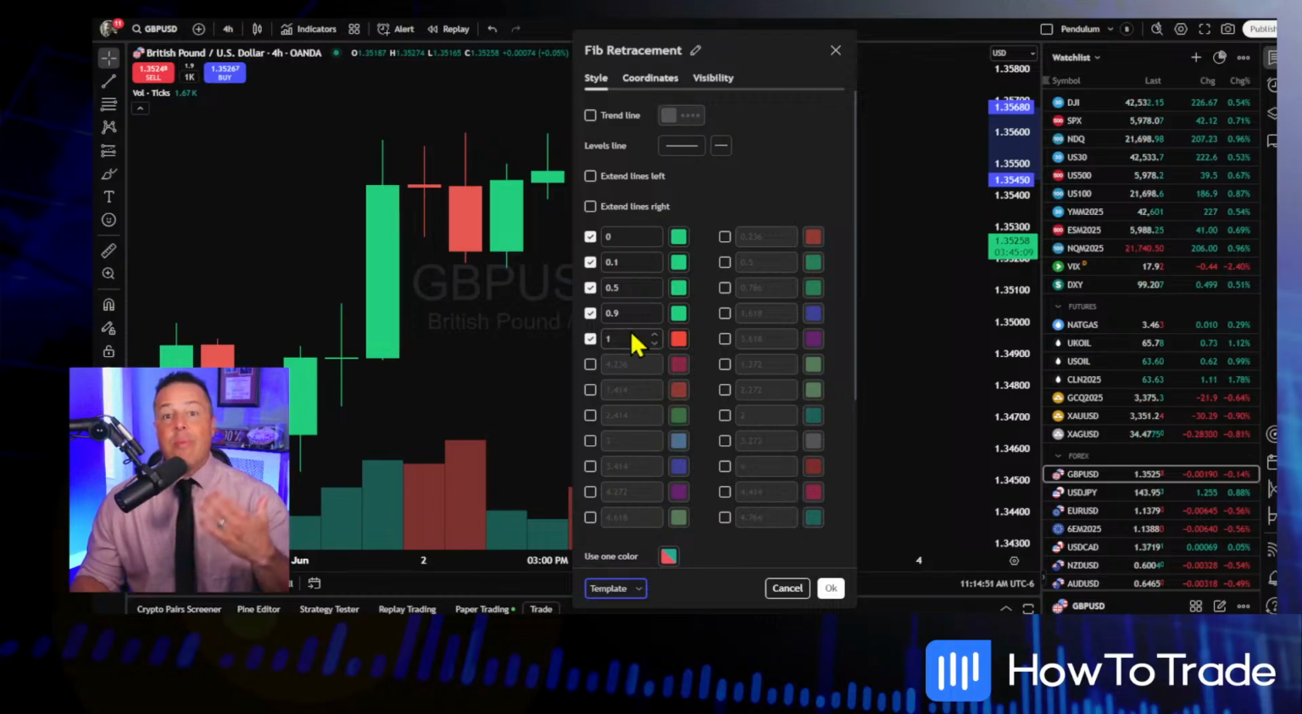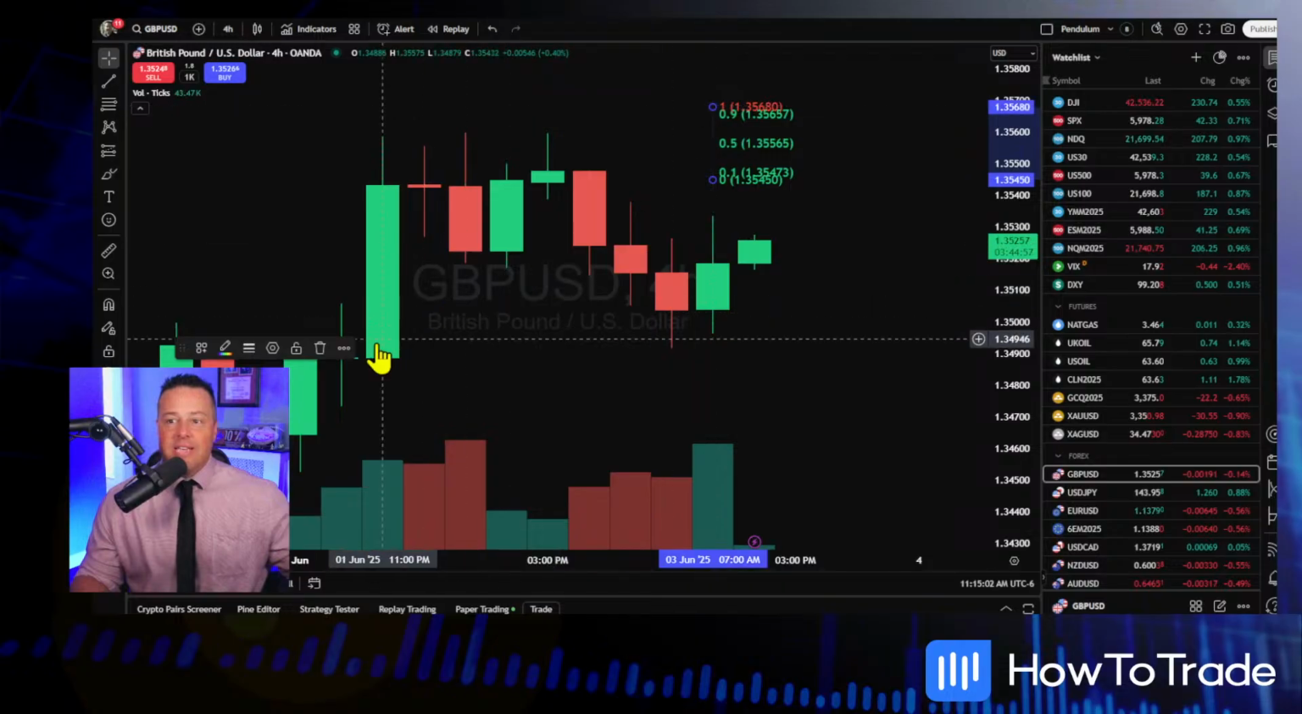Now, if we're looking at a buy, potentially, it's just the opposite. The 90% is going to be your entry point, 50% and 10 are going to be your profit targets, and your 0 level is going to be the top of your range. Okay, let's go ahead and load up the pendulum and see exactly what we've got here.